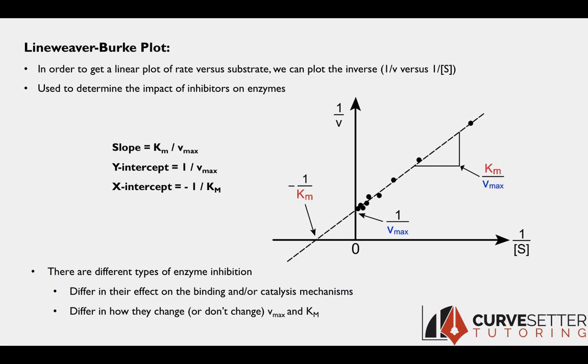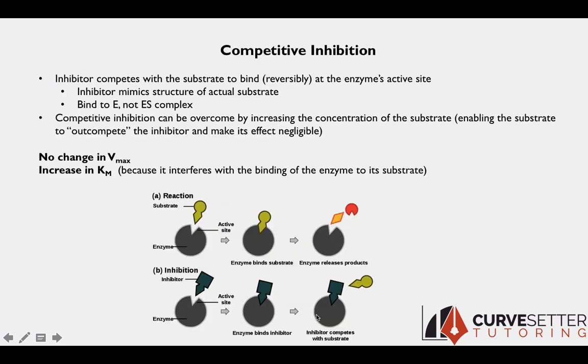So there are 4 different types of enzyme inhibitors, and they differ in their effect on binding and/or the catalysis. So basically they may affect the affinity of the enzyme for its substrate or not, and they may affect the catalytic rate of the enzyme or not. And that means that they differ in how they change or don't change Vmax and Km. So the first of those 4 types is competitive inhibition.